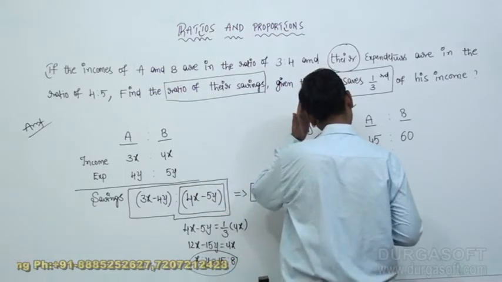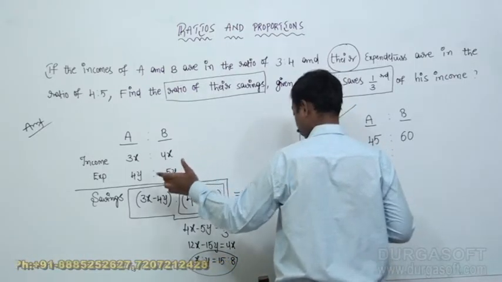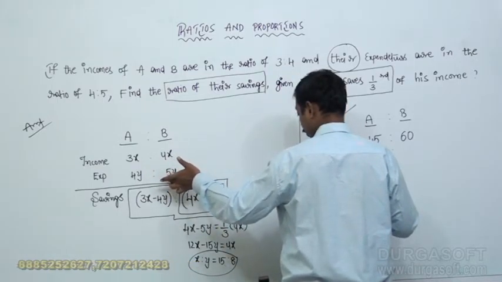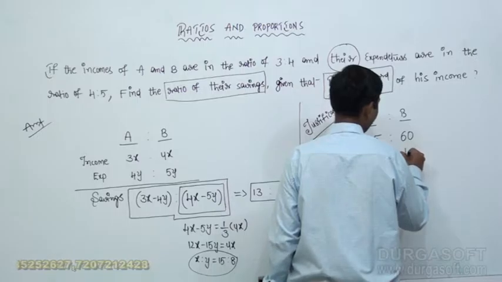Next one, what about the expenditure of B here? 5y. 5 into 8, already we know. 4 into 8 as 32 parts. 5 into 8 as 40 parts.